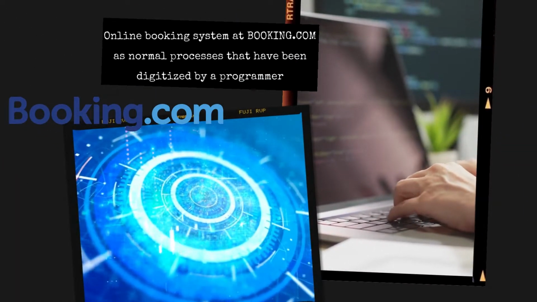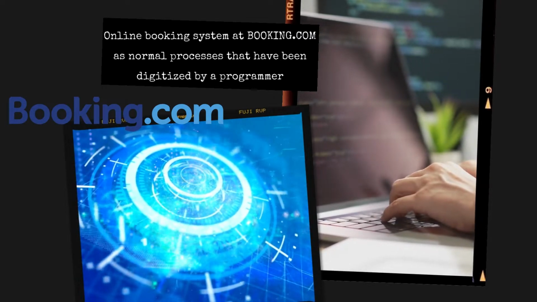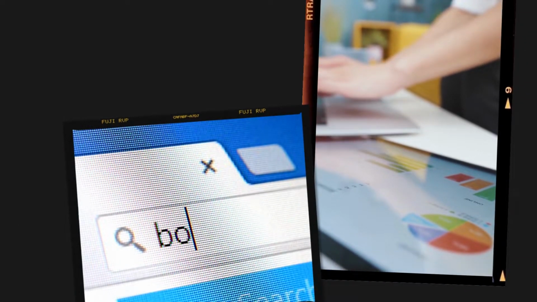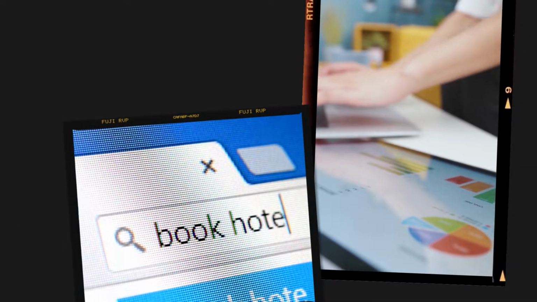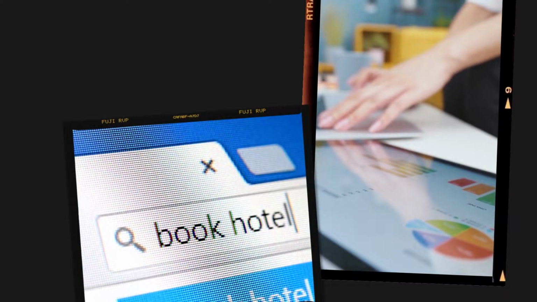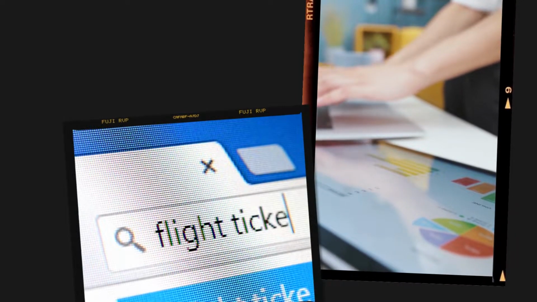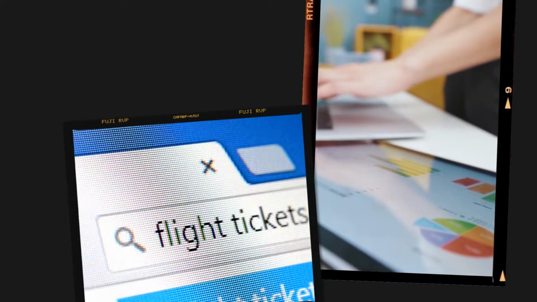The online booking system at Booking.com consists of normal processes that have been digitized by a programmer. Transaction processing systems are used to keep track of an organization's day-to-day business transactions. Users at the operational management level use them. The booking online system at Booking.com is a set of normal processes that have been digitized by a programmer in order to connect the hotel and the consumer on one website at the same time.